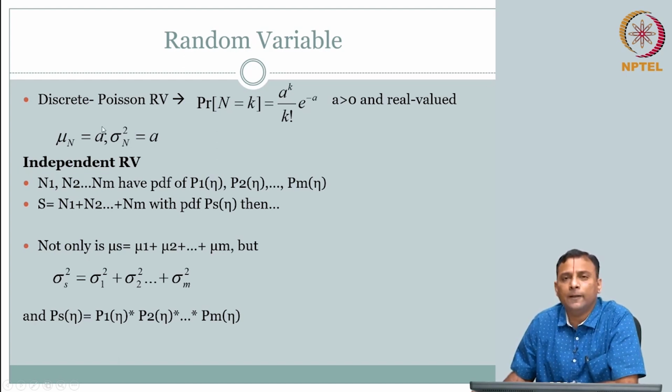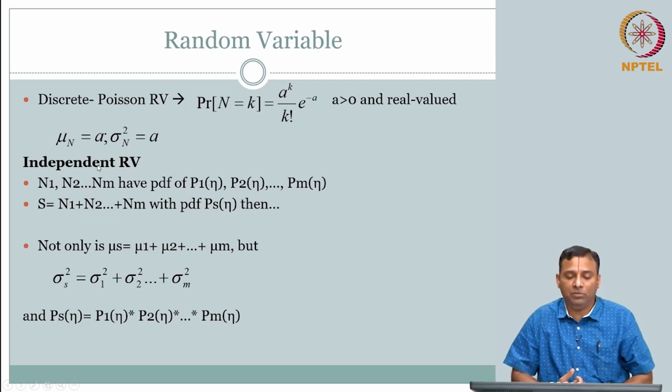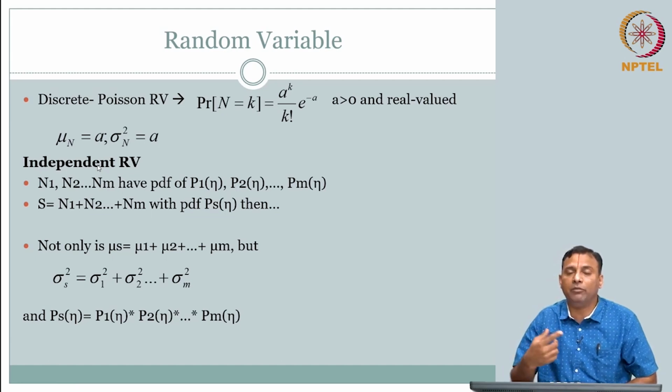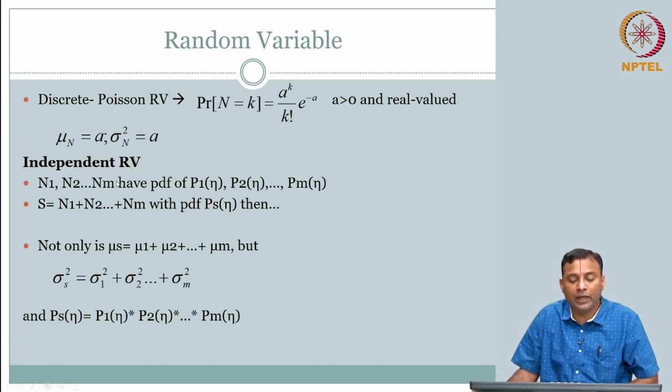Of course, when you review the materials, you will also encounter independent random variables, right. You can have different random variables, not just one. You could have multiple random variables, n1 to nm. Each one could have their own distribution.